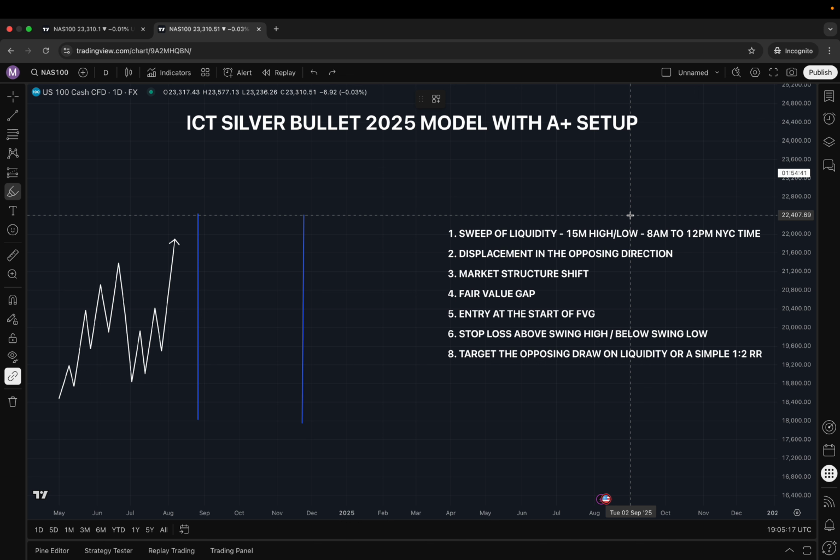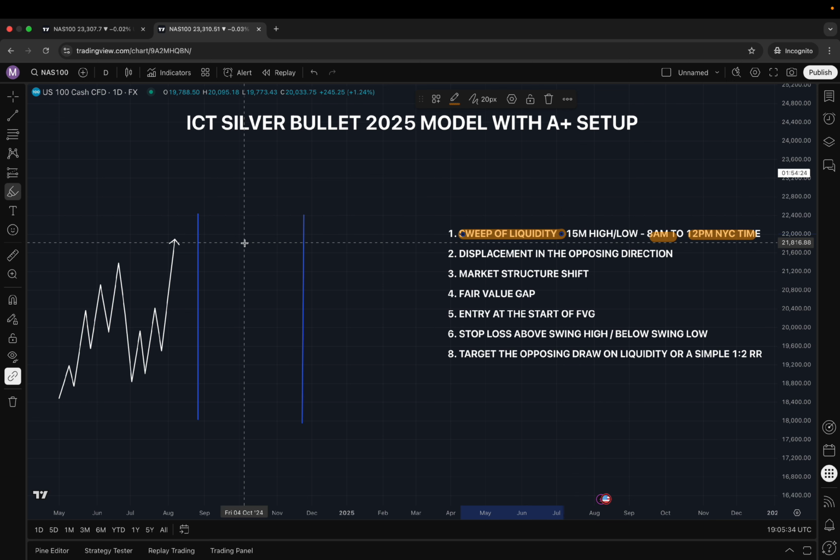So some of the rules here, the first one being the sweep of liquidity on the 15-minute time frame, and be sure to have your time set at UTC-4, which is the New York time zone, and the hours we will be trading is between 8 a.m. till 12 p.m. New York time.